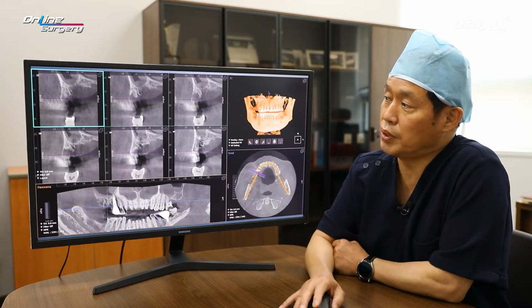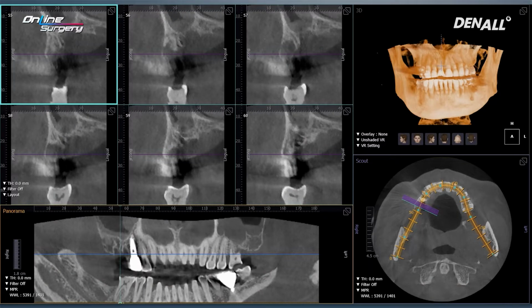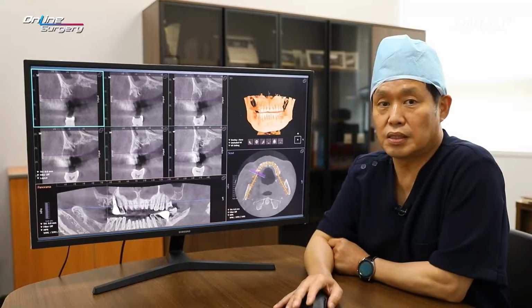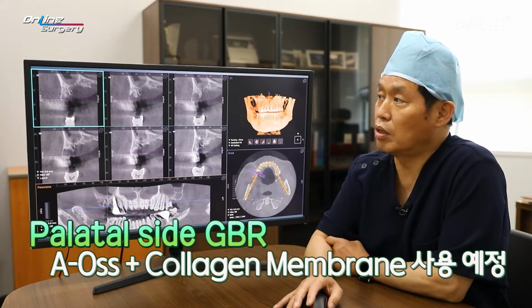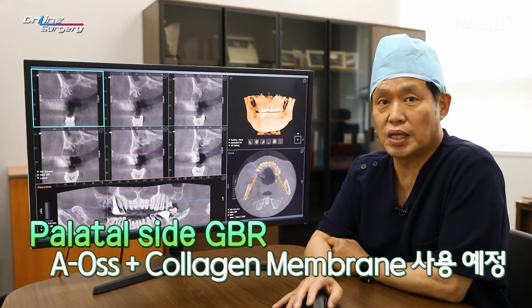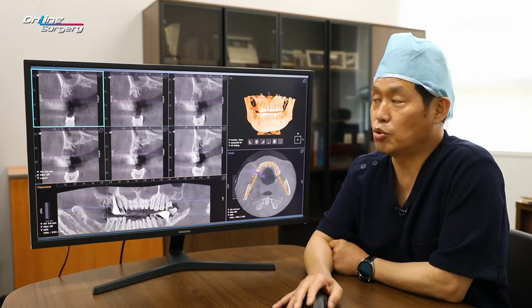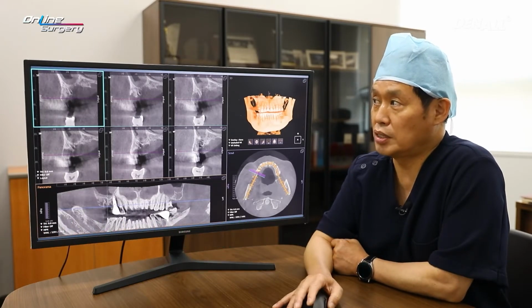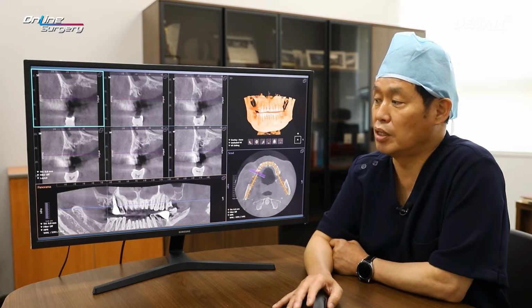As you can see on the CT sectional, the residual bone height is quite favorable on the buccal side. On the palatal side, there's a lot of bone loss. In this patient, bovine bone, EOS, a xenograft, is going to be used to do bone graft, and collagen membrane is going to be used for GBR. Palatal mucosa is going to be quite thick. In those cases, you can use collagen for a bone graft using xenograft.